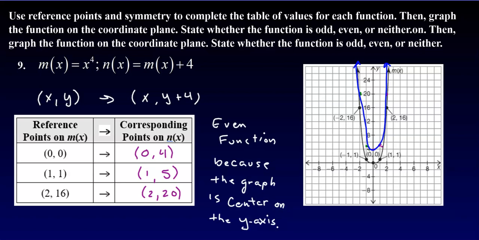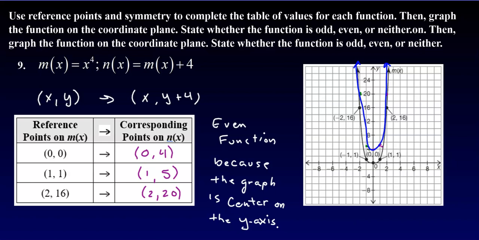Okay, so hopefully you tried it yourself, and hopefully after watching it you got it right. But if not, you can fix it. So the first thing I did was I noticed that 4 is my d, and remember that d adds to the y value. So we have 0, 4, 1, 5, and 2, 20 for our corresponding points. This is just like last chapter when we were doing the transformations. It applies the same for cubic functions.